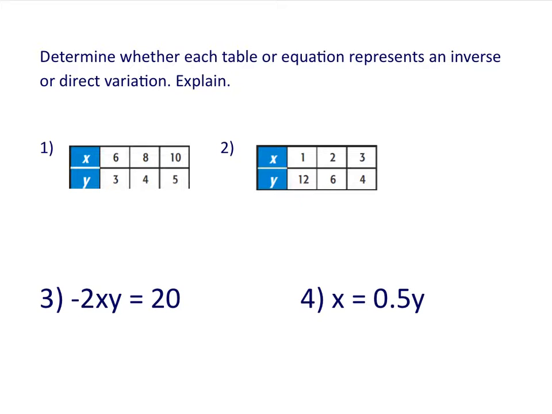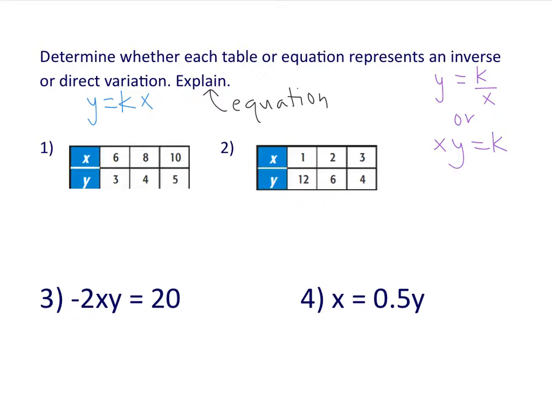Okay, so let's determine whether each table or equation represents an inverse or direct variation and explain. So let's make sure you remember that inverse variation can be y equals k divided by x or xy equals k. And direct variation is in the form of y equals kx. And when we explain our answer, that will be explained by writing an equation. So we won't even need words to explain. We will explain by writing an equation in either an inverse variation form or a direct variation form.